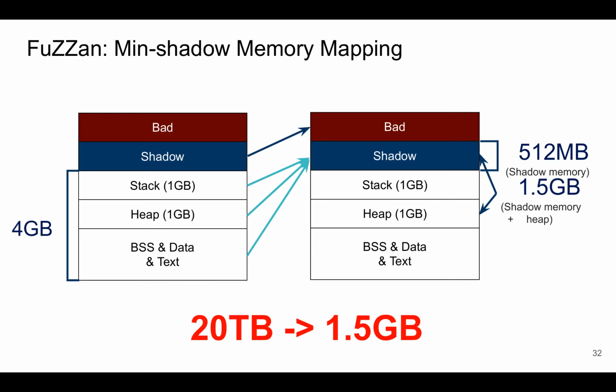So instead of 20 terabytes of total mapped memory, we only have 1.5 gigabytes. So that's 1.5 gigabytes in total, 512 megabytes for the shadow memory, and 1 gigabyte for the heap. So this reduces the amount of mapped space quite a bit.